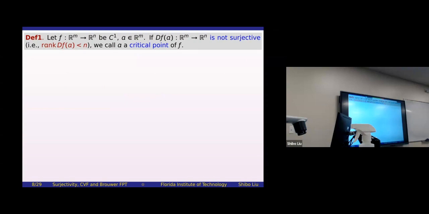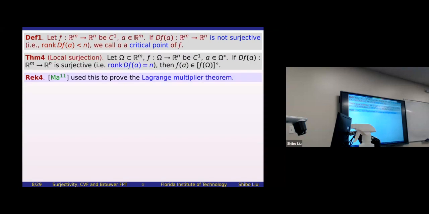So F is a C1 map from R^m to R^n, and a is a critical point if DF(a) is not surjective. In other words, the rank of the Jacobian matrix is less than the dimension of the codomain, less than n. In that case, we call a a critical point. Otherwise, a is not a critical point, it is a regular point.